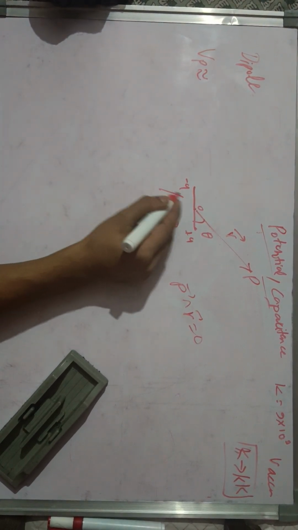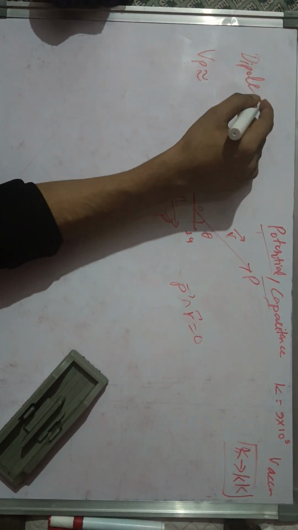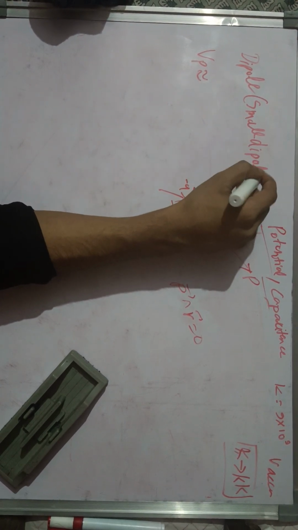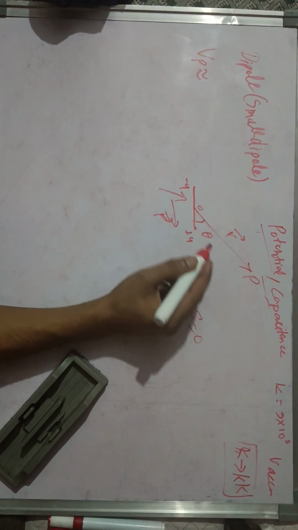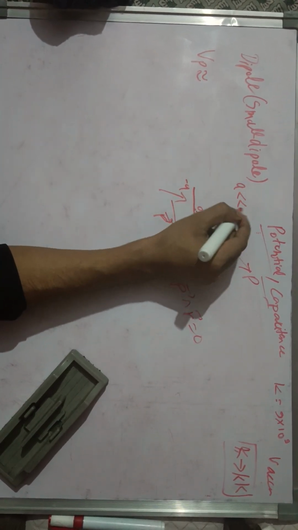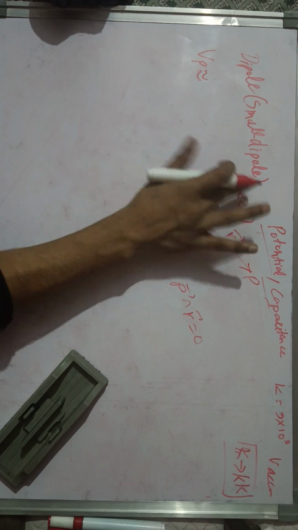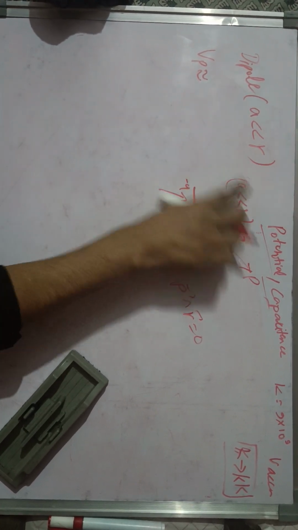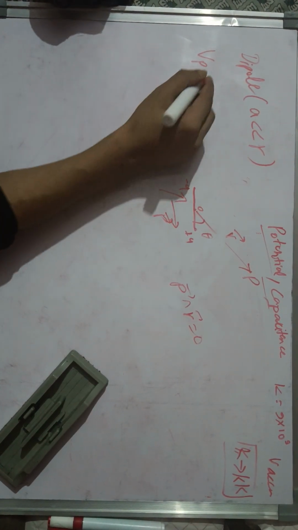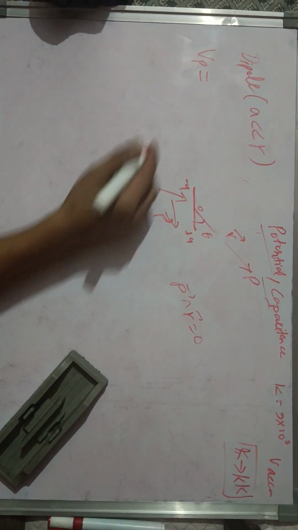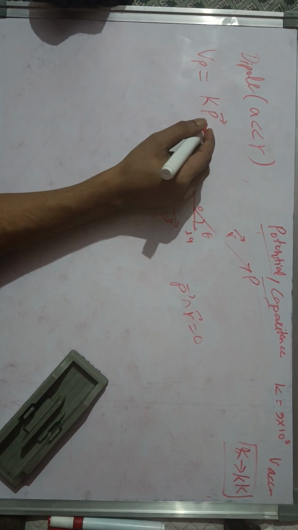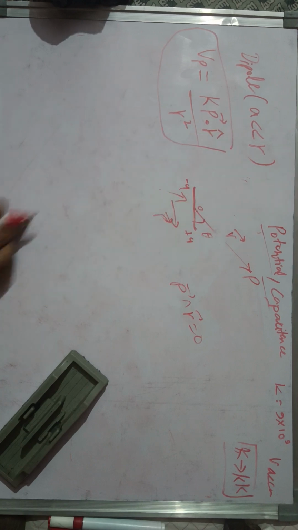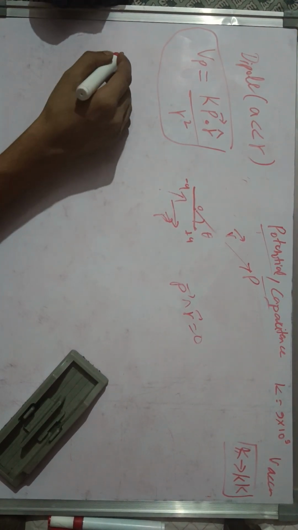In that case the potential Vp is approximately, for a very small dipole, and this is an important condition, that the dipole is very small compared to r. If a is very small compared to r, then we can write Vp is equal to k p·r cap divided by r square. This will become the formula of potential at the point P.